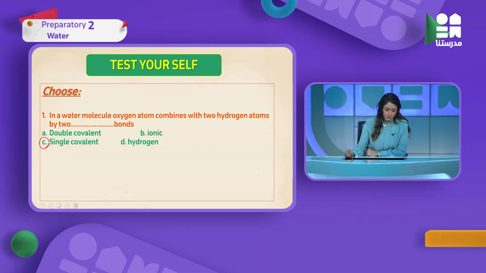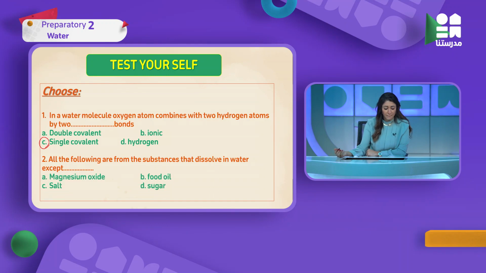Let's see another question. All the following are substances that dissolve in water except. Let's think about this question together. What dissolves in water? Of course, magnesium oxide dissolves in water. Remember lesson 1 during the chemical activity series, when we burnt magnesium and dissolved the magnesium oxide in water to give us a hydroxide which changes litmus solution into blue. So of course magnesium oxide dissolves in water. Salt and sugar, of course, they dissolve in water.